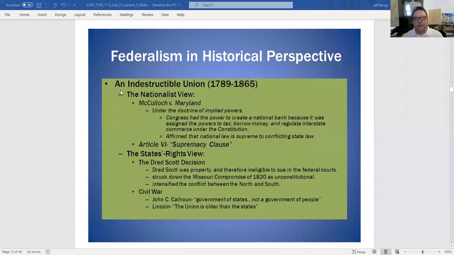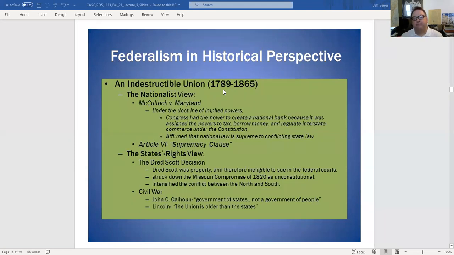The end of the Civil War? Yeah, the end of the Civil War. So that's why we call it an indestructible union, because even though it looked like our country was going to be torn in two, the union was saved. Now, during this almost 80-year period, well, we'll say 75 years, this is the first half of dual federalism.